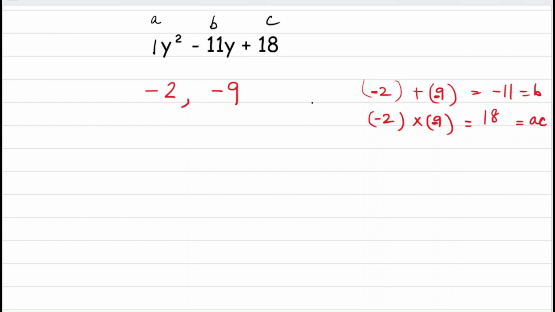So that's the main task, where we have to find these two numbers. So this polynomial can be factorized into two brackets or two factors. So y, my first integer is minus 2, so minus 2, my next one is minus 9, so minus 9, and that's the factorization of this polynomial.